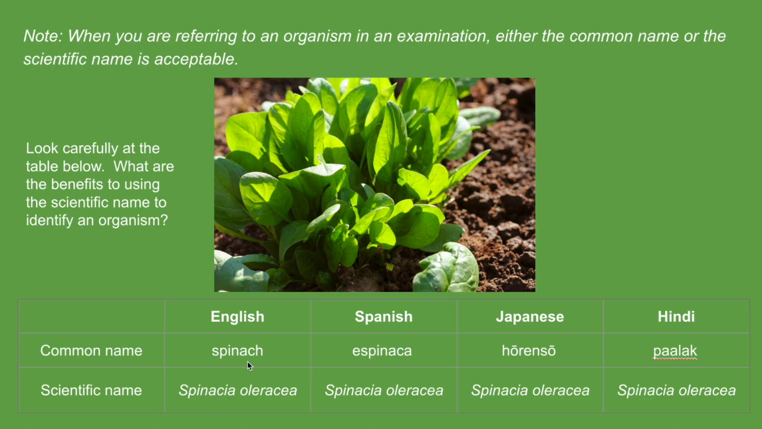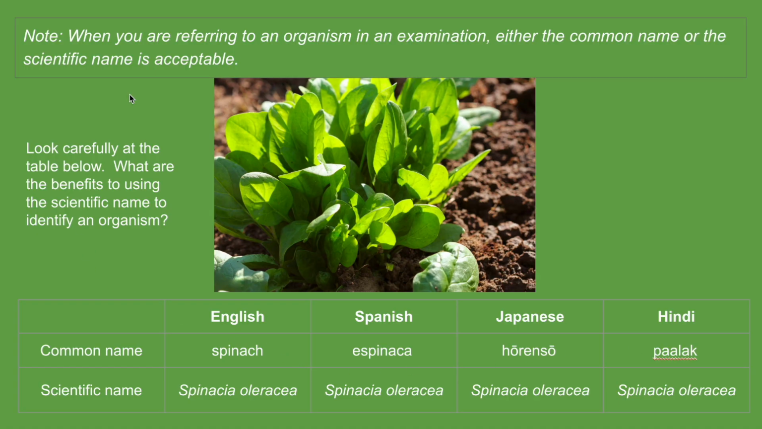Spinach, note, has common names that are different in every language, but the scientific name, this binomial name with two words, genus and species, is going to be the same in every language. And so the benefit of the scientific name is that scientists around the world can use that name and know that they are speaking about the same species without having a language barrier.